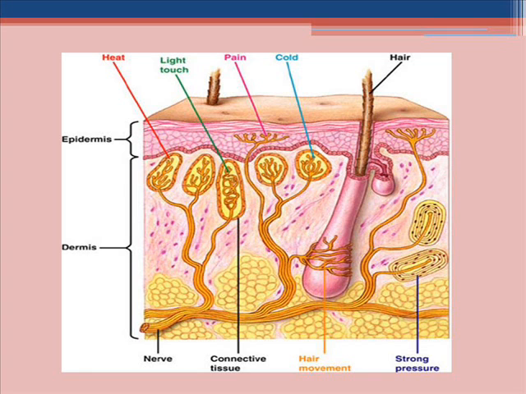When objects come in contact with the skin, sensory receptors in the dermis are stimulated. There are 4 major types of receptors. One type responds to heat, a second type responds to light touch, the third type responds to pain, and the fourth type responds to cold.